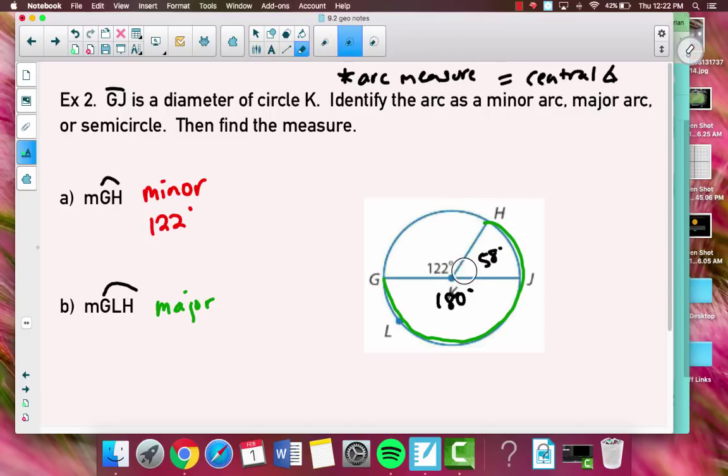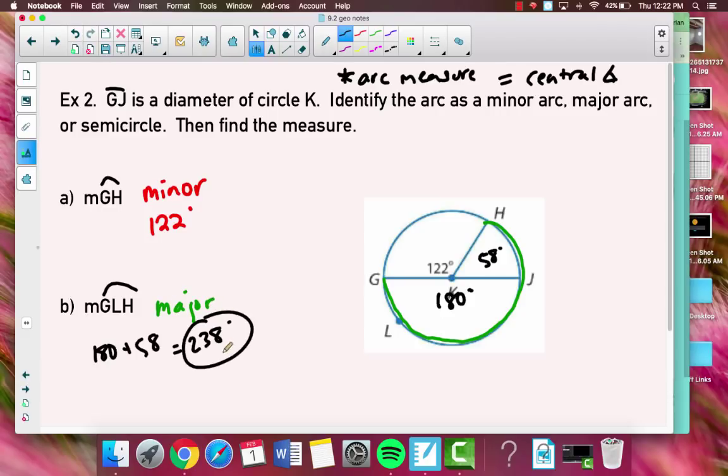If you have any questions about where those numbers came from, please make sure you ask. But now I want to know what these measures are, so I can just add these 2 things together. So 180 plus 58 gives us 238 degrees. Which makes sense because remember we said that major arcs have to be bigger than 180, and 238 is, so it would be good to go. So really that's all you have to know about measures. Just know that they're equal to the central angle, and you need to be able to identify if they're major or minor and name them.